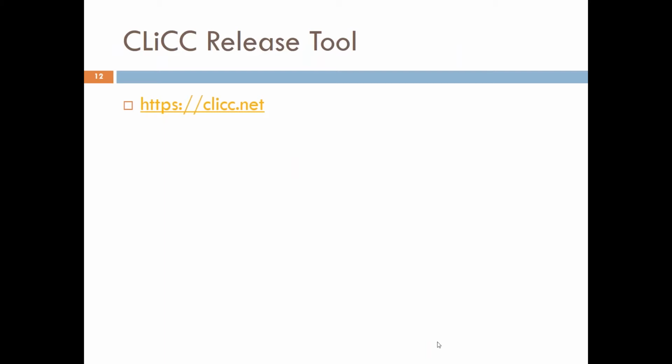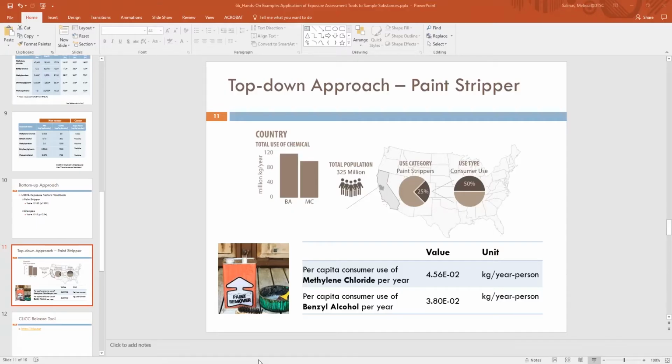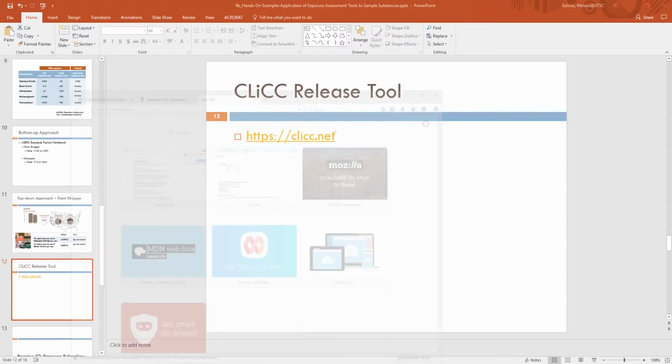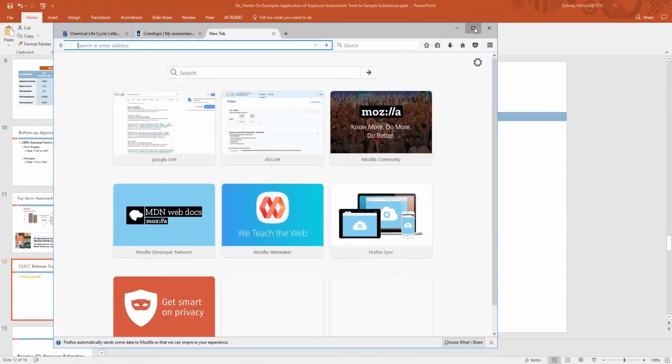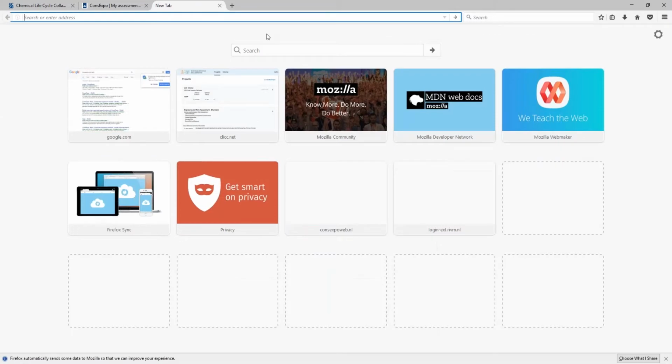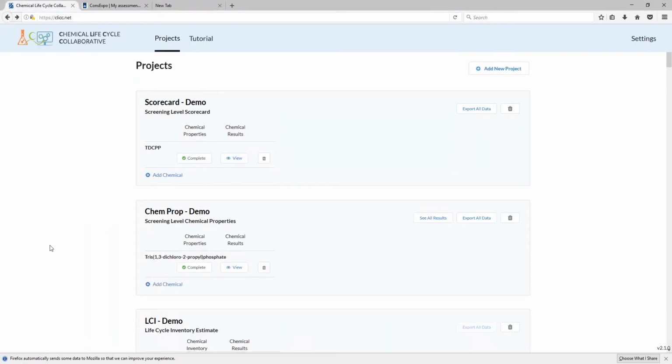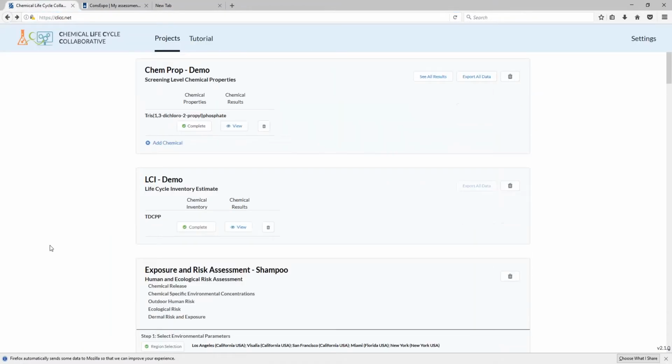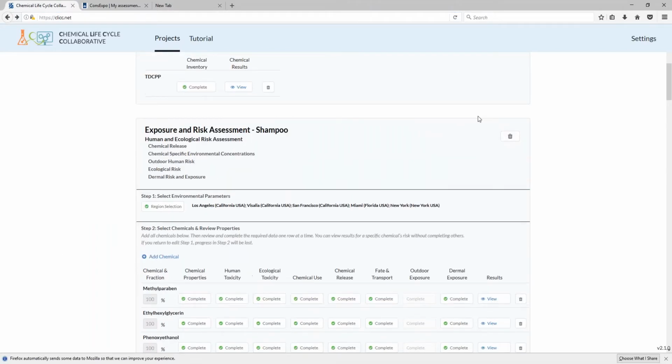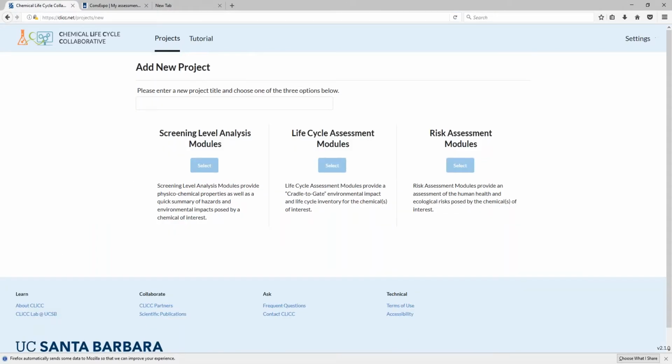So let's take a look at our tool, and we'll see how we do these types of calculations. We're going to use the release tool, and this is something that Mungia spent quite a bit of time developing, so I want to give her credit for that. Once you get into the tool, as Sangwon was mentioning, we will be releasing this in the near future.